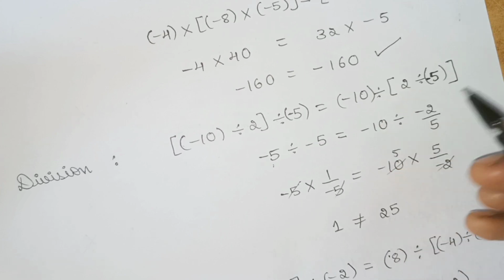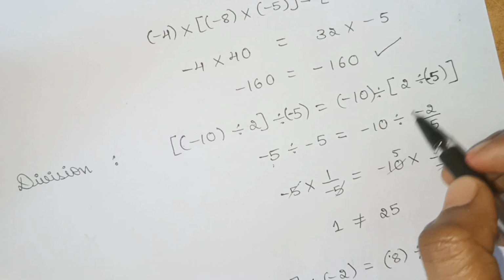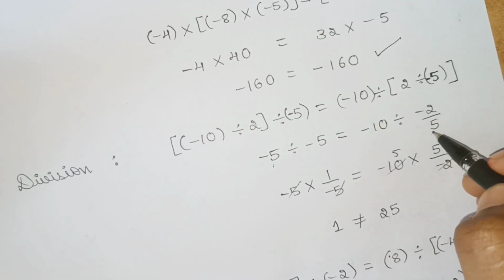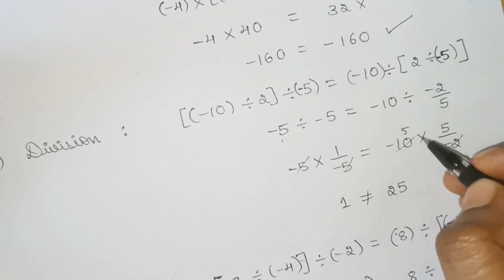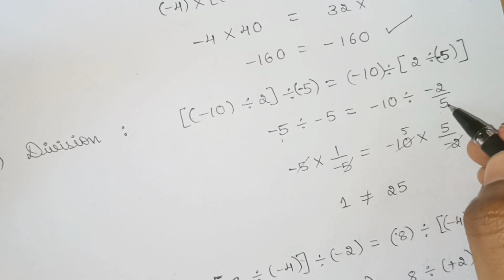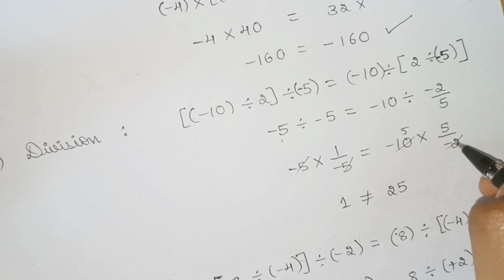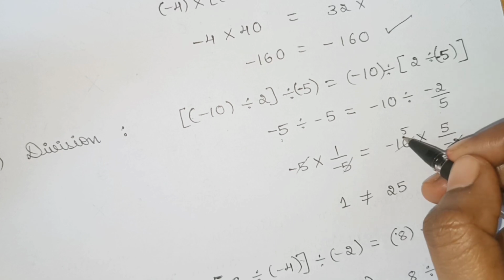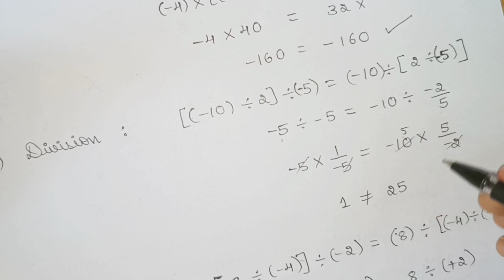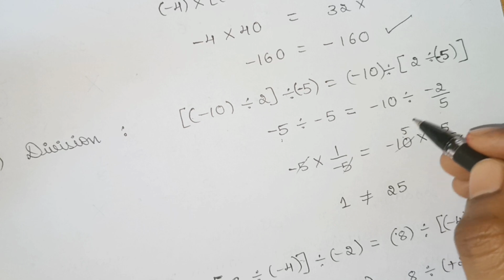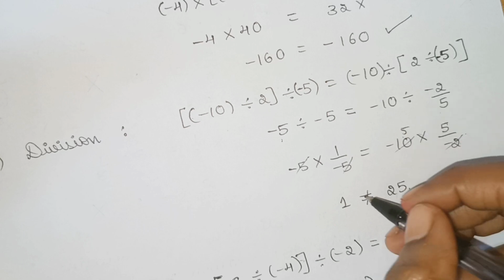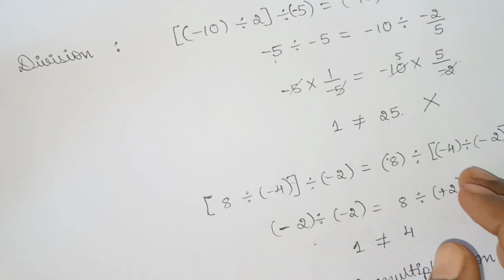The next, in the RHS, minus 10 is kept as it is. 2 divided by minus 5, which will become minus 2 by 5. Then we will keep the first term as it is and then put the into sign and then interchange 5 by minus 2. So 2 and minus 2 and minus 10 get cancelled and become 5. 5 into 5 is 25. So 1 is not equal to 25.